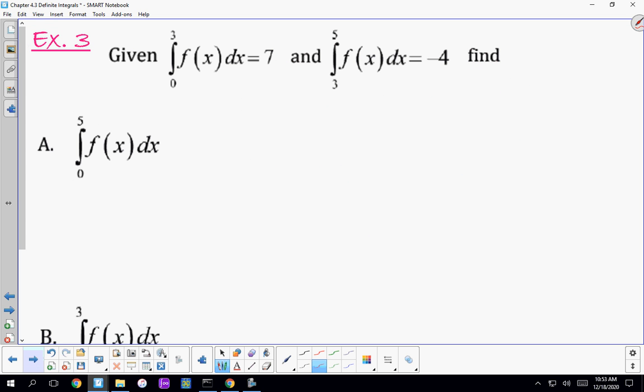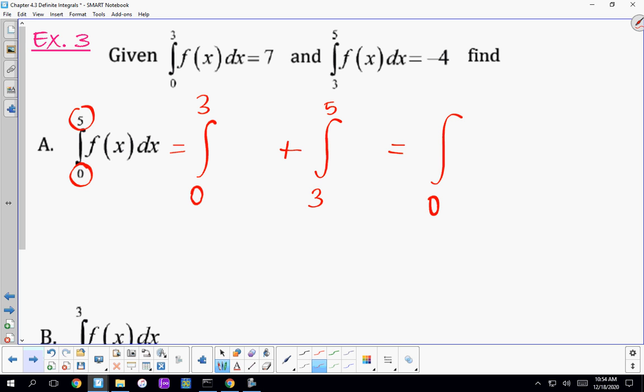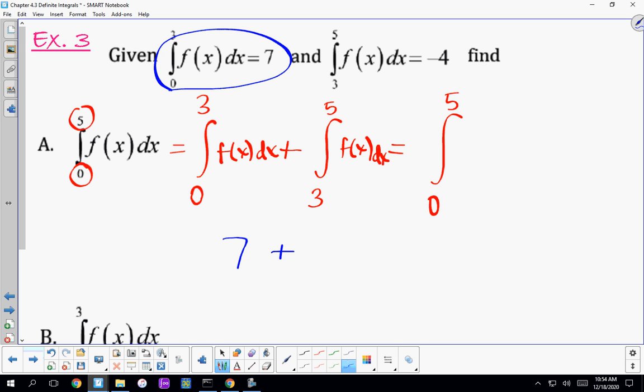Here again, I'm just given some different information. Here they want to know the full value from 0 to 5. I don't know that, but I do know the value from 0 to 3. And so if I calculate the value from 0 to 3, I can add that to the area from 3 to 5. That additive integral property says that will give me the total area from 0 to 5. Technically, we should be writing all of this in here. I'm just trying to save time. So the area from 0 to 3, we know is 7. And the area from 3 to 5, we know is negative 4.